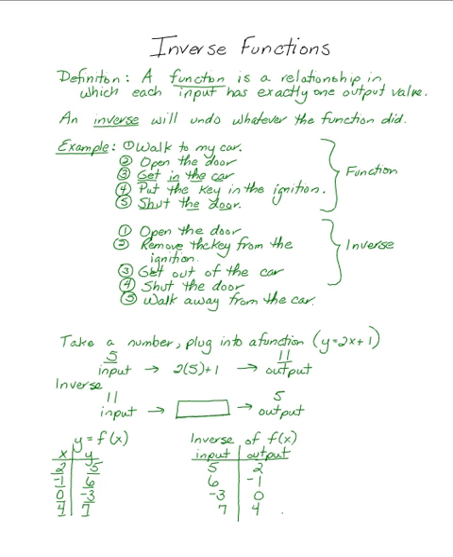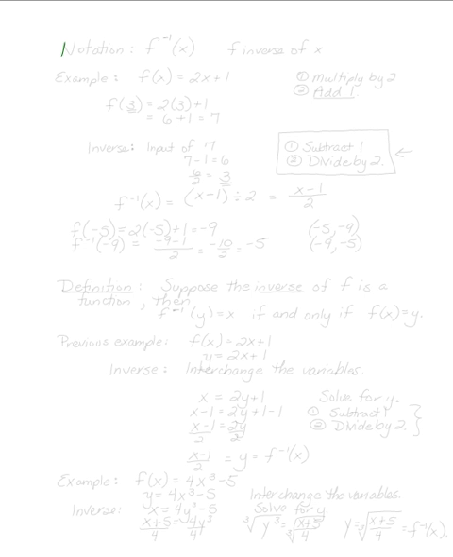Let's continue. Okay, before we go any further, we do need to talk about notation. The notation for an inverse function is f with a -1 up there, which represents f inverse of x. I know it looks a lot like an exponent. It is not. It is simply a symbol that represents our inverse function of f.